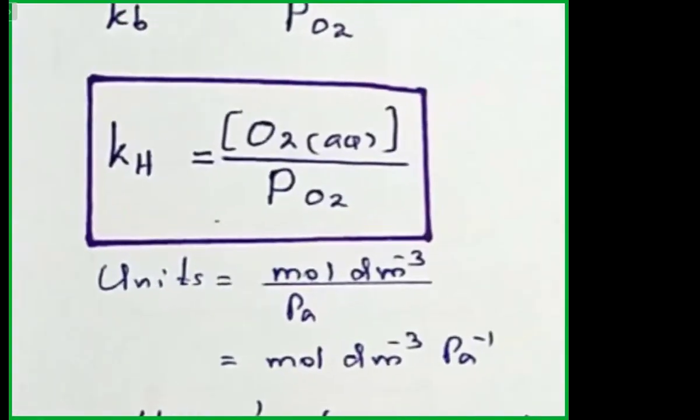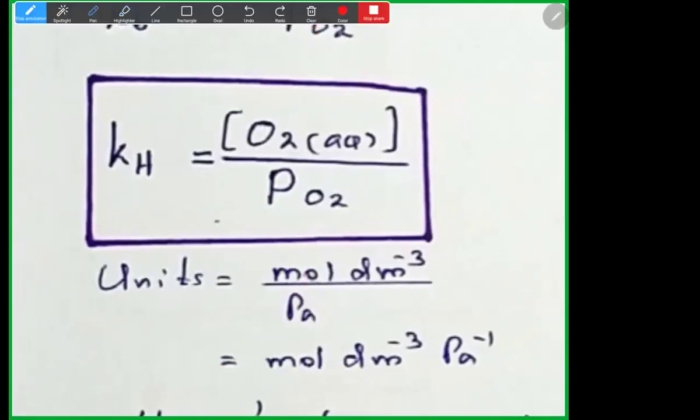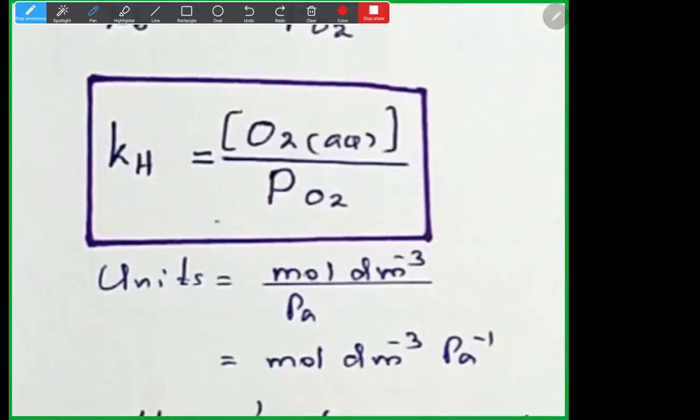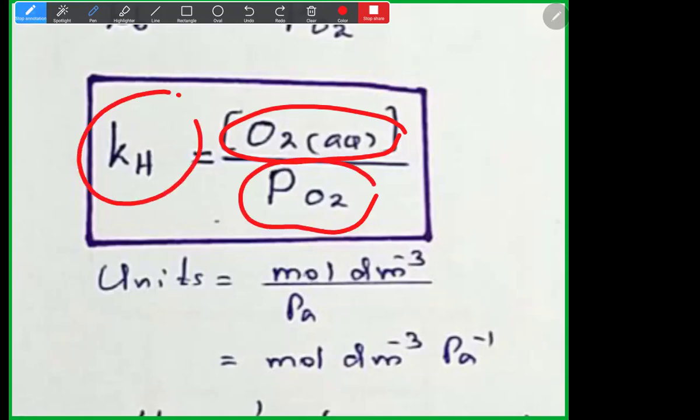This is again another equilibrium constant. The difference here is, if you use carbon dioxide, can you write this one? Can you just write CO2 aqueous, PCO2? You cannot because CO2 aqueous is not existing. What is existing? Carbonic acid. So this condition is only for oxygen they are using. Concentration of oxygen and the partial pressure of oxygen. That ratio is called the Henry's constant.